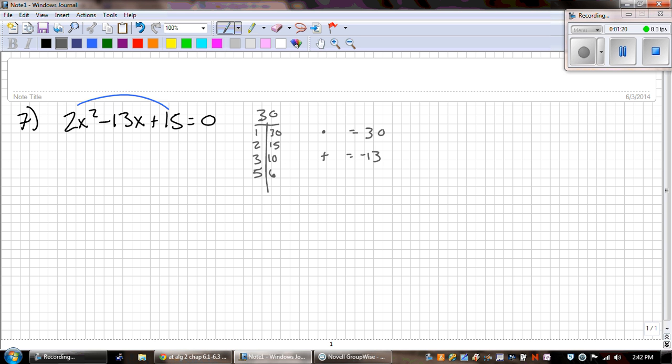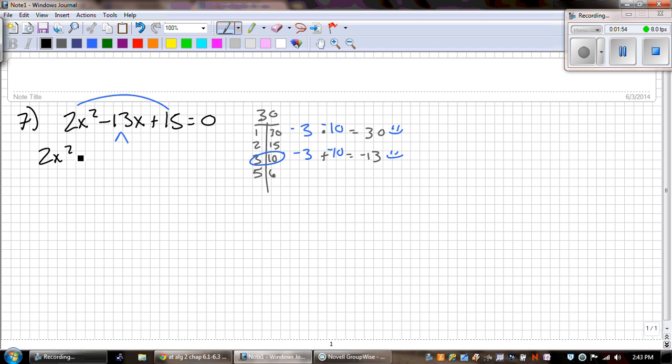Okay, should we use 2 and 15 or should we use 3 and 10? I don't know. That's why we check them. So you guys check. Which one is it? Yeah, it's 3 and 10. Okay, make sure that you're doing this work. Because negative 3 and negative 10 multiply to get to 30, and negative 3 and negative 10 add up to negative 13. So this one we have to split the middle term.